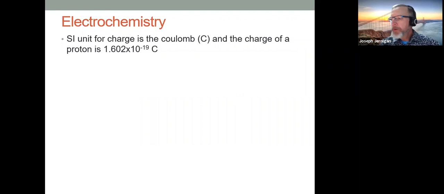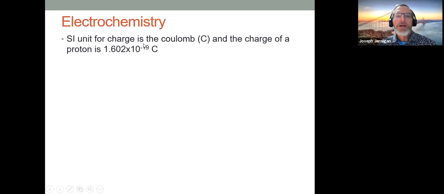An ampere or an amp in physics, I don't know if you've had physics or not, but an amp is a coulomb per second. And so the coulomb is a unit of charge, and the passage of charges through solution or through a wire is related to the passage of coulombs. And the number of coulombs that pass every unit of time, every second, is referred to as an ampere.